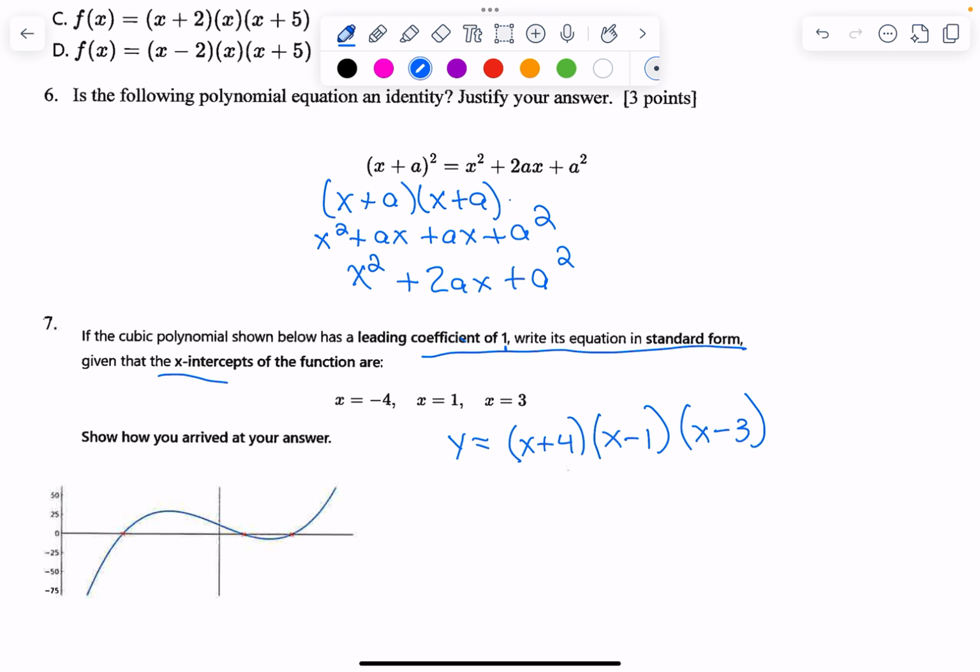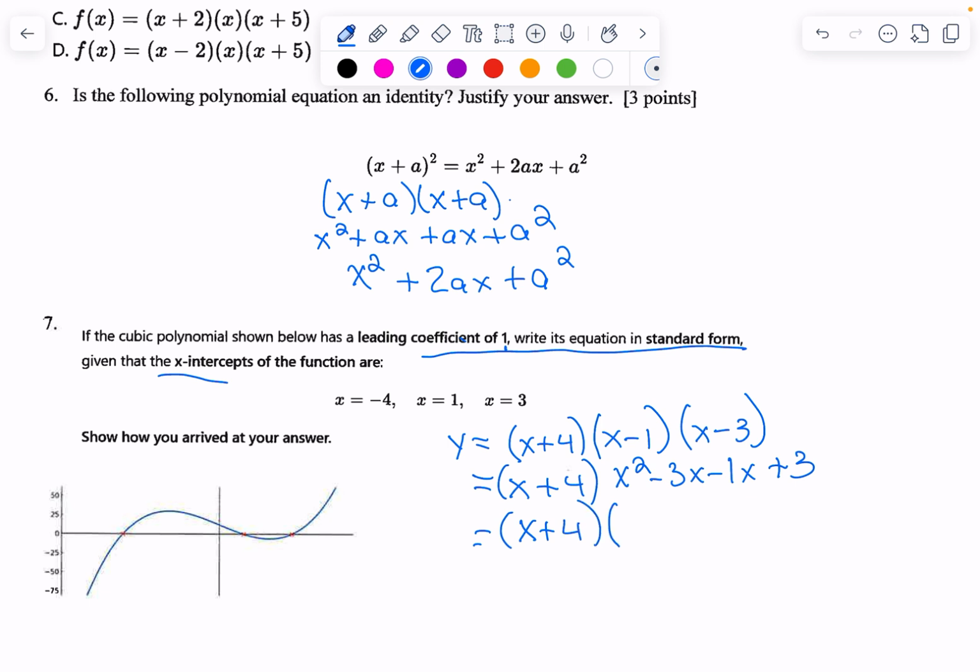I'm going to FOIL this one first, right? It's x squared minus 3x minus 1x plus 3, right? And please, please, please, don't leave yourself an extra one here. Combine the like terms, right? So this is equal, x plus 4, x squared minus 4x plus 3. Okay? So now I'm going to distribute the x.